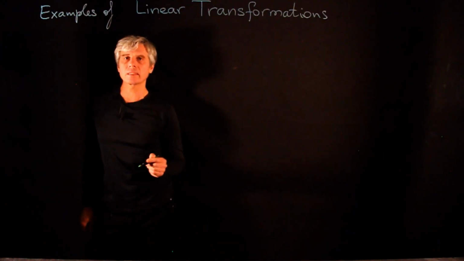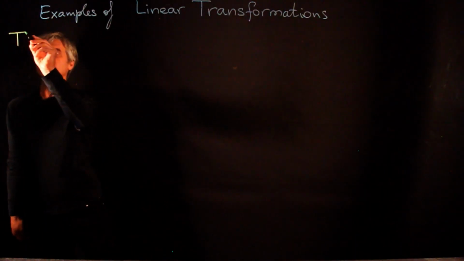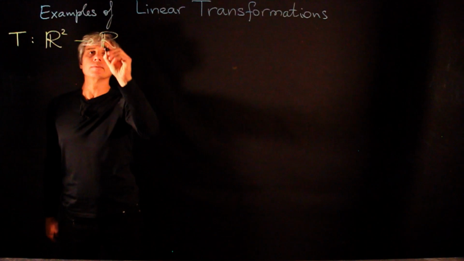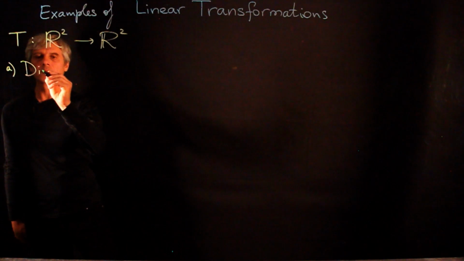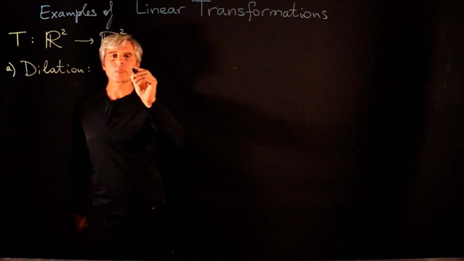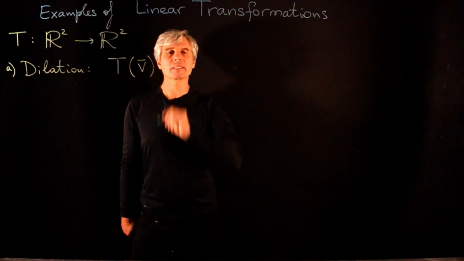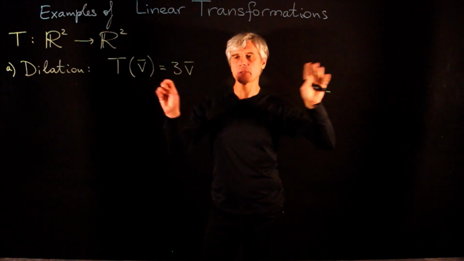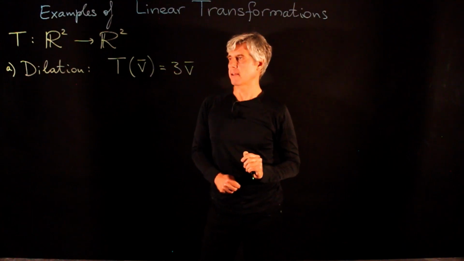Next, let us consider some linear transformations of geometric origin. Here we're going to look at linear transformations from R2 to R2. The first example will be dilation. This transformation will take a vector and multiply it, say, by the scalar 3. So every vector is dilated by a factor of 3. This is a kind of expansion transformation of a plane.